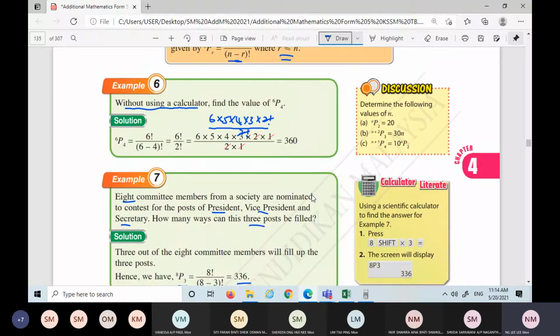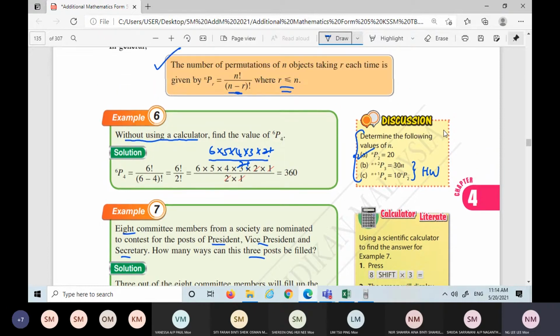Now we see this one. I will show you the A. You do the B and the C as homework.